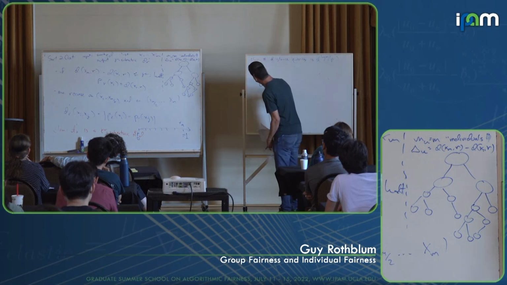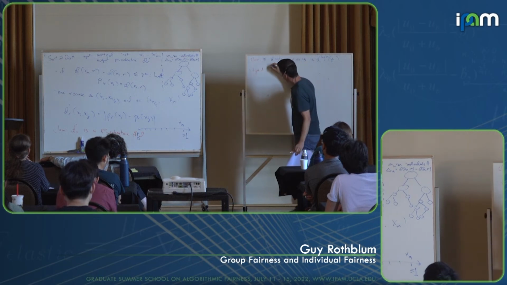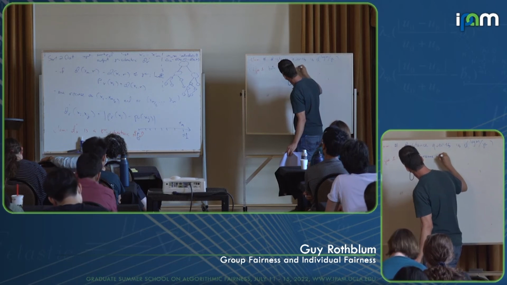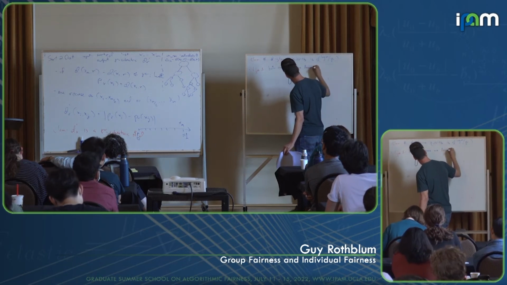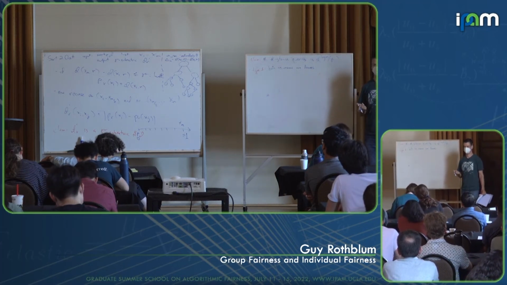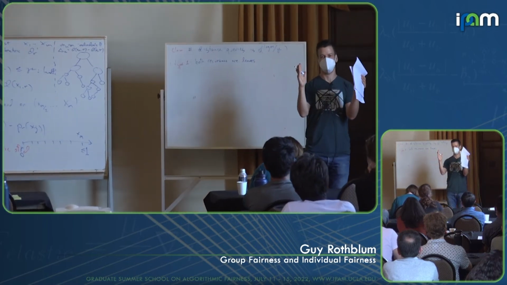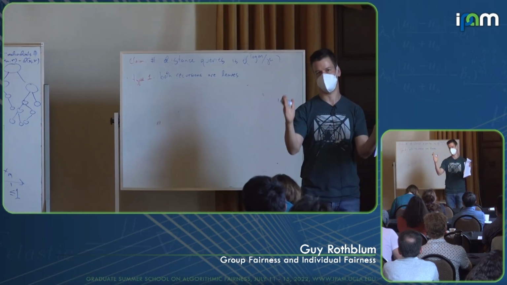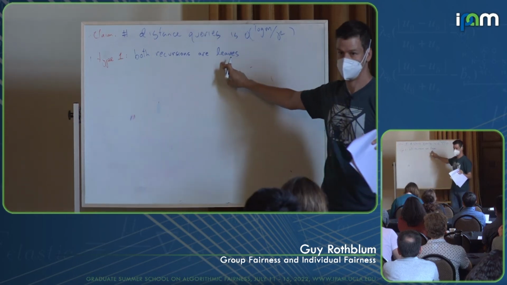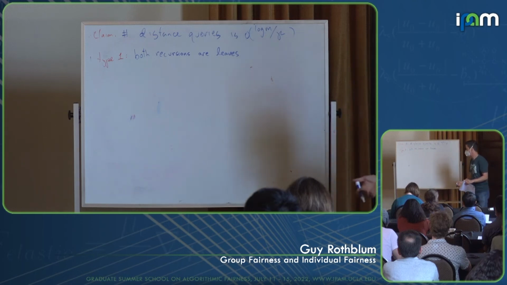So type 1 nodes are the ones where both recursions are leaves. So they terminate immediately. Okay, so how many nodes of this type can we have? Each node, when we begin, the difference between the distance of the leftmost point and the rightmost point from R is at least gamma, because we're not halting. We are recursing. But then both leaves are less than gamma, so we're not recursing on them.